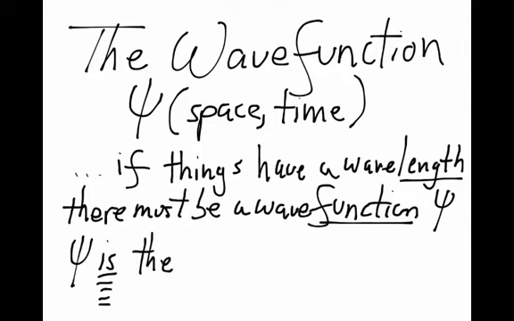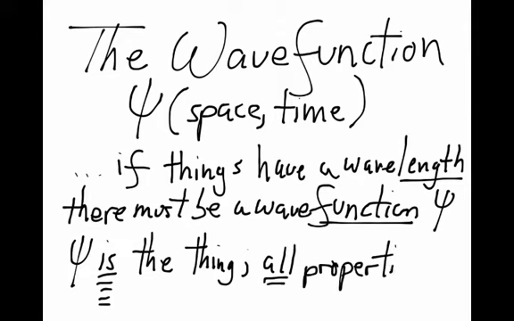Now psi, the really important thing, the big fundamental topic of this course, is that psi is the object. It's not some mathematical representation or whatever. It is the thing. So when we talk about the wave function of a photon, or of an electron, or of a proton, that is the photon, the electron, the proton. Everything there is to know about that object must somehow be contained in that wave function.